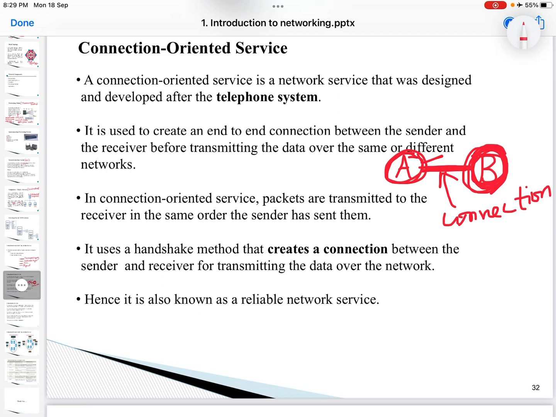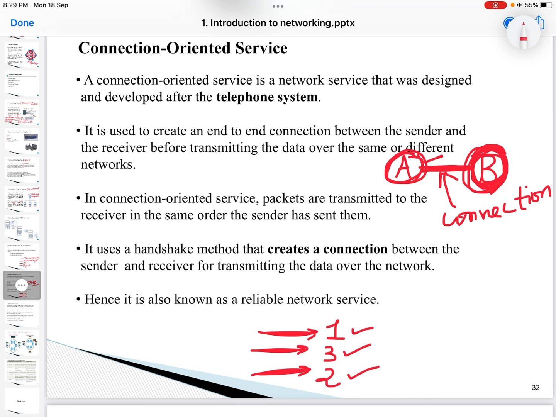In connection oriented service, packets are transmitted to the receiver in the same order the sender has sent them. So if the sender is sending 1 first, followed by 3, followed by 2, then 1 will be received first, 3 will be received second, 2 will be received third.